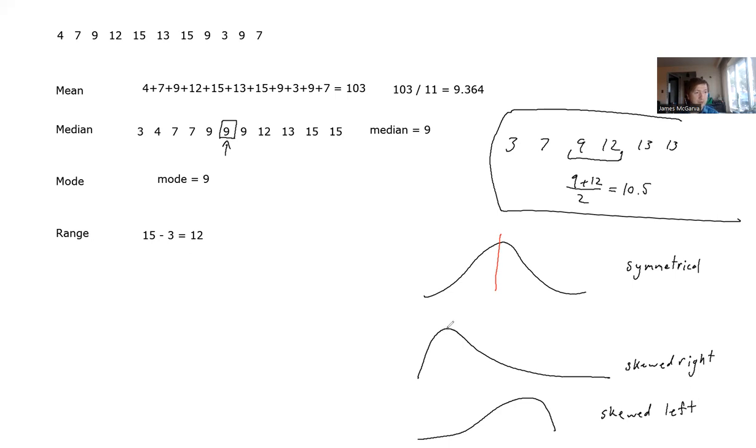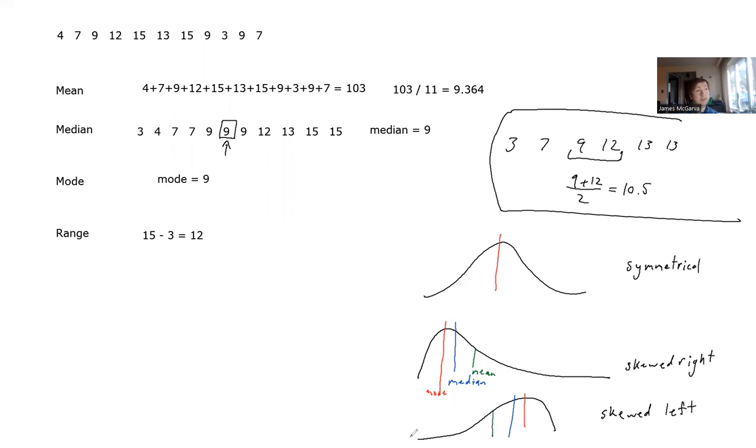But when it's skewed right, the mode is going to be up at the peak. The median is going to be a little bit to the right of that if it's skewed right. If it's skewed left, it's going to be a little bit to the left of that. And the mean is going to be further to the right, because all that data way up there in the tail is pulling the mean to the right, or in this case, to the left.